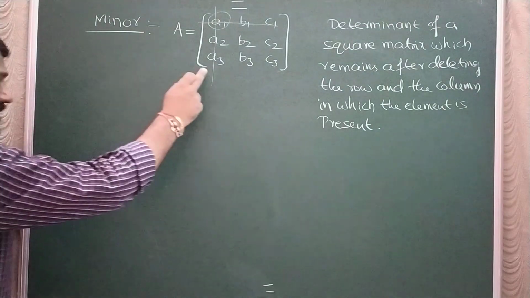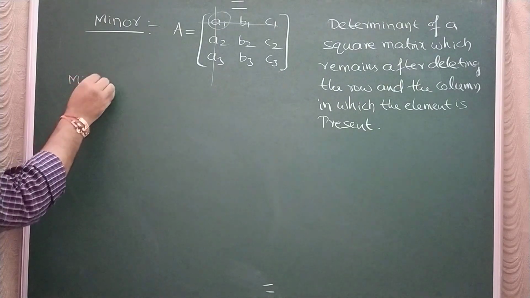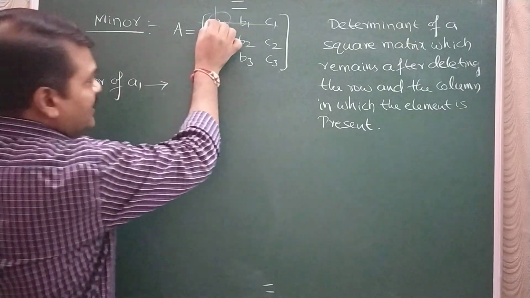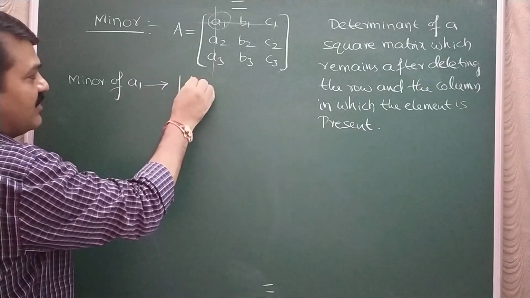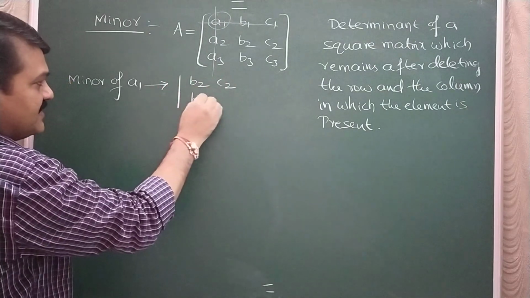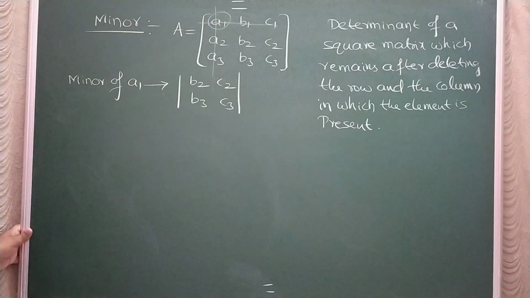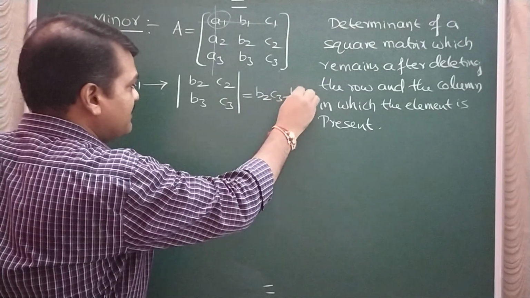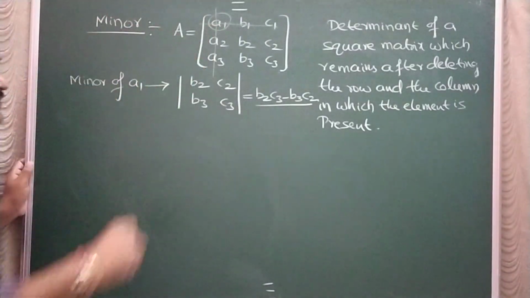So I will write here the minor of some different elements. If I want the minor of a1, then you delete the row and the column in which a1 is present. The determinant of the remaining square matrix is nothing but the minor of a1. The determinant of a 2 by 2 matrix we already discussed. What is the determinant of this? b2 c3 minus b3 c2. So this is going to be the minor of a1, this first element.